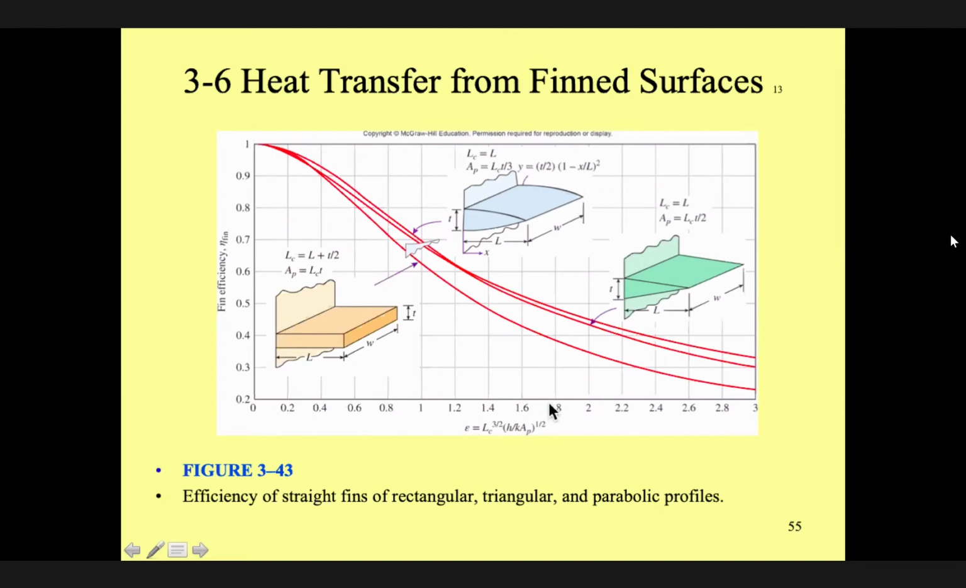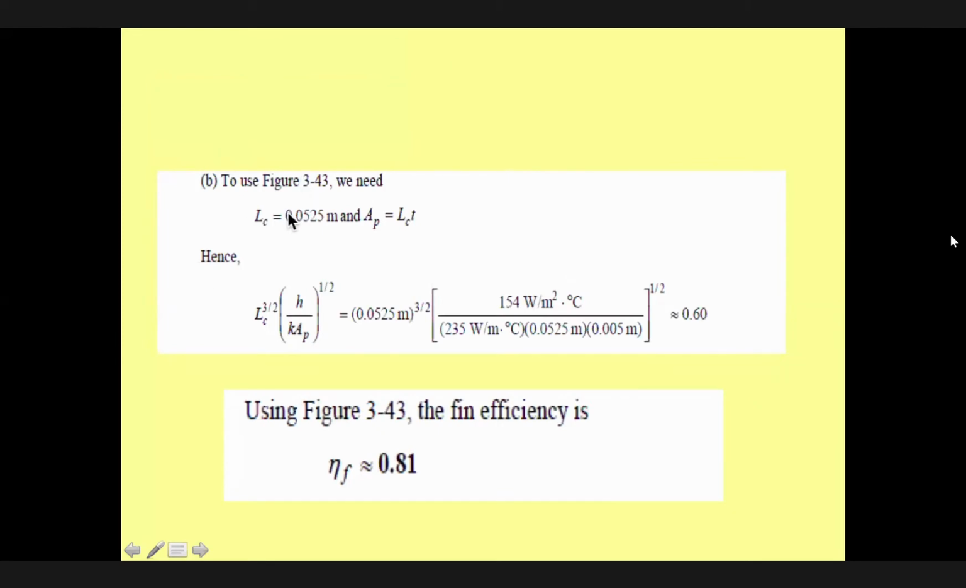We come here, whatever the value of epsilon, we go up and select this curve here, because this curve relates to this geometry of the fin. And if you go up here, we can find out the fin efficiency. Okay? Therefore, if you go back here and we calculate, we can see LC, we have the value. We calculate this value. This was the point here. We use figure 3 and we find the fin efficiency is 81%. It's almost the same number we got from the previous one.